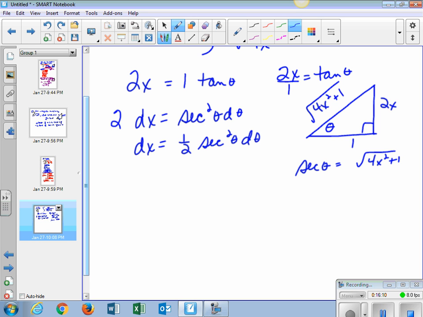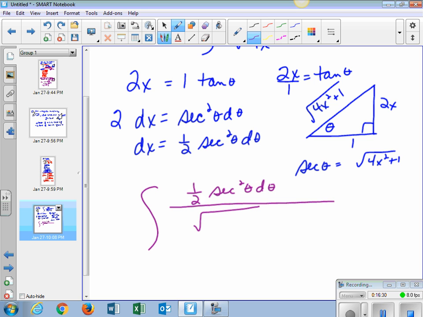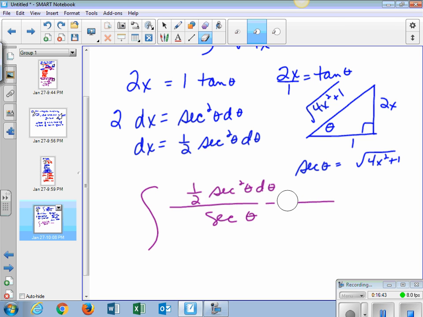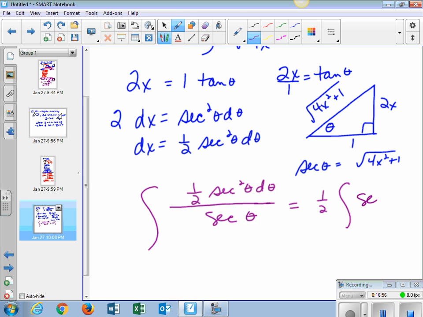Okay, so let's substitute in. Let me switch colors here since we're substituting in. Let's go purple. My dx was in the numerator, so in the numerator, I'm putting my 1/2 secant squared theta d theta. My denominator, I had my square root, which I don't want anymore. We're substituting in for that square root of 4x squared plus 1, and we're going to be plugging in secant theta. That's why I did not need all that long line. Okay, so let's clean this up a little bit. What I really have, bring the 1/2 out front, and secant squared over secant, I just have a secant theta d theta.